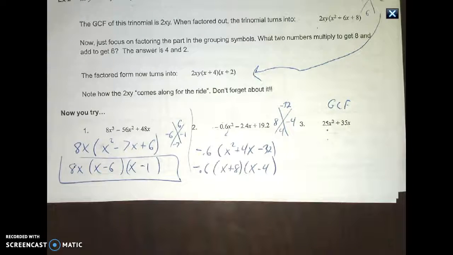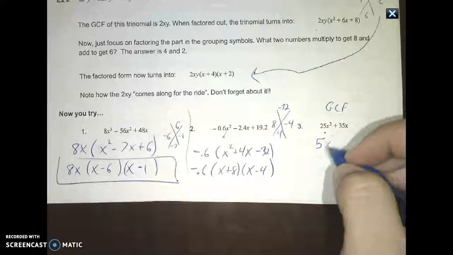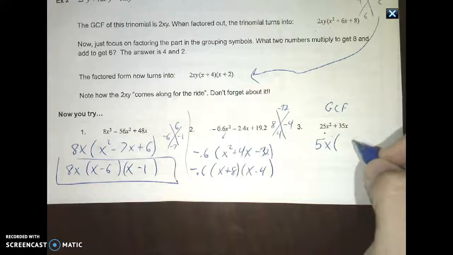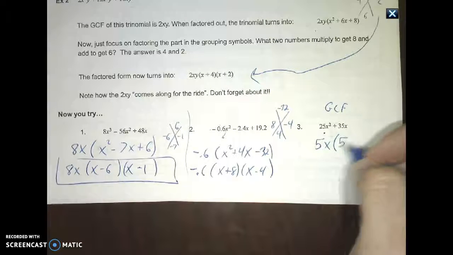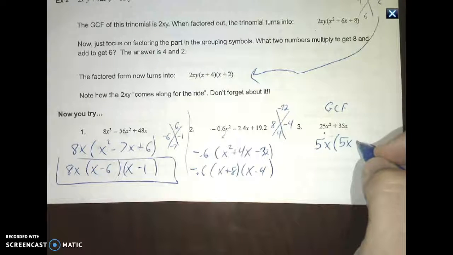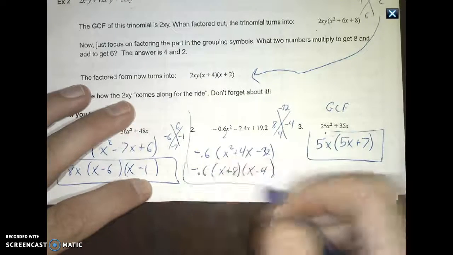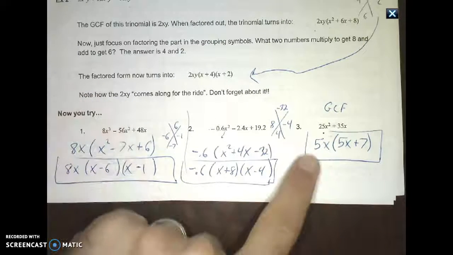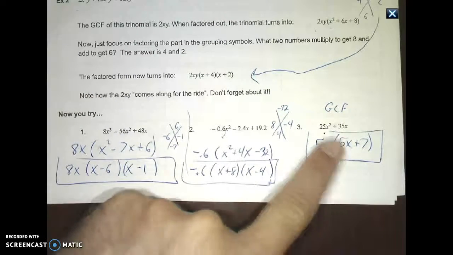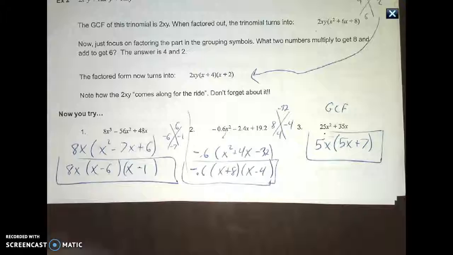What number can go into 25 and 35? 5. And is there a variable that can go into x squared and x? Sure, just x. So if I take a 5x out of 25x squared, I'm left with 5x. And if I take a 5x out of 35x, I'll be left with just a plus 7. What's really nice about that one is if I multiply this back in, I can do a quick check. 5x times 5x is 25x squared. 5x times 7 is 35x. Excellent.